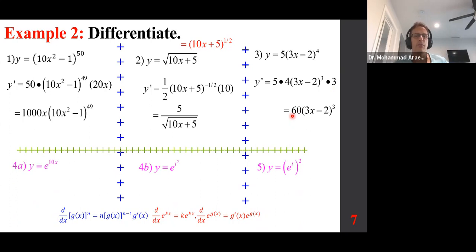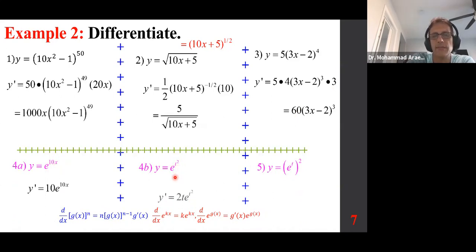In the case of an exponential, the derivative is always itself. Okay, all of them, the answer is itself. But by the chain rule, this one needs 10. Okay, the derivative of that is 10. So you multiply by 10. By the chain rule, the derivative of t squared is 2t.